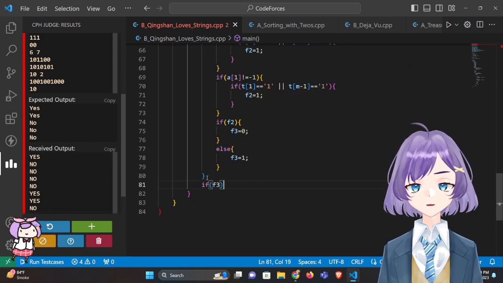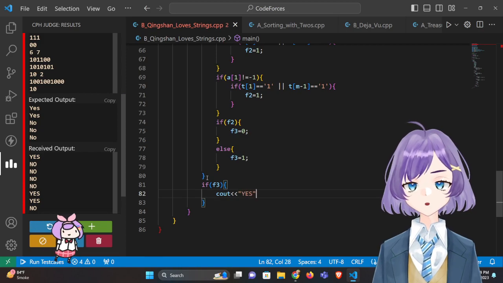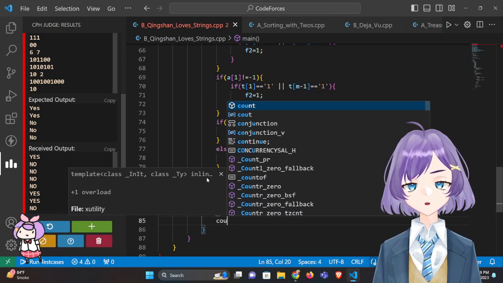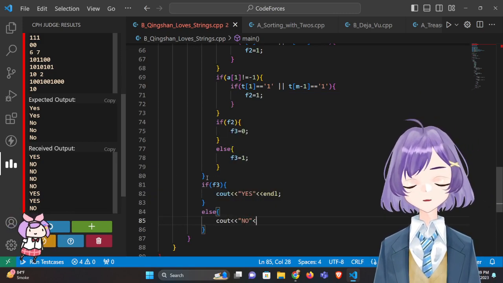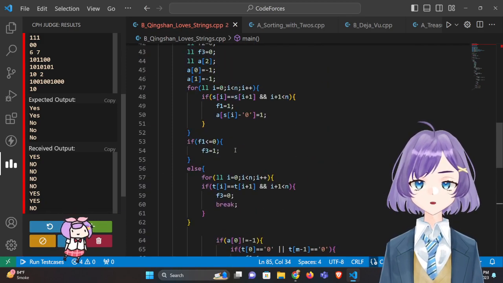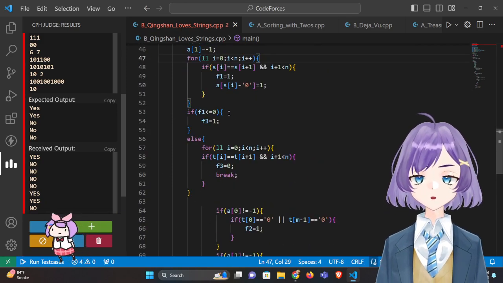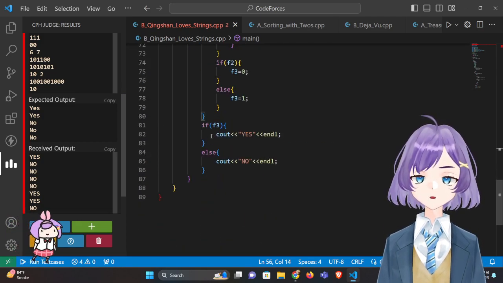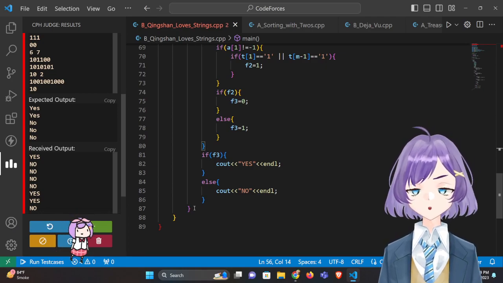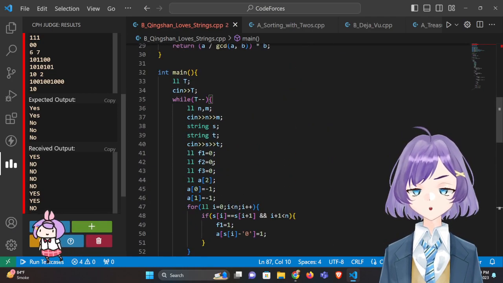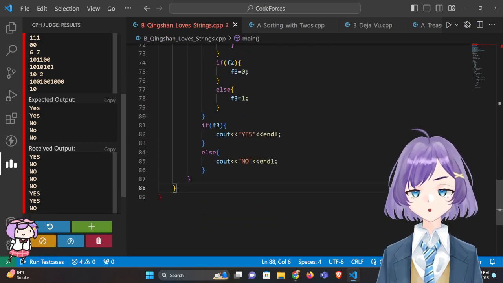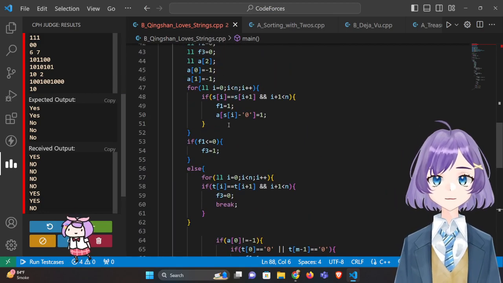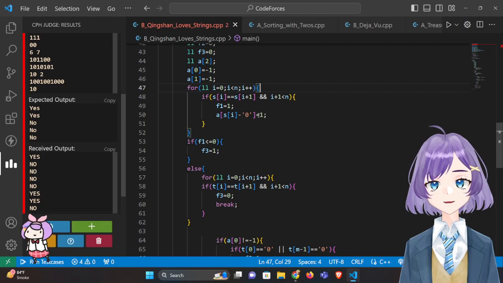If F3, cout yes and endl, else cout no and endl. This big if, what if? This is for the while. Okay, this comes here, it closes here.